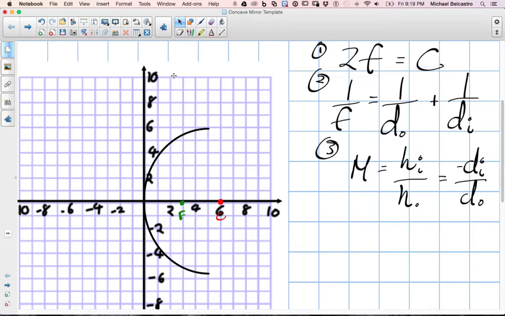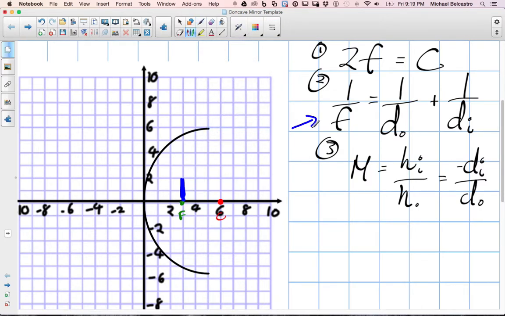Okay, and in this example, we're going to have an image that is directly at the focal point. So let's say we draw our image here. Okay, so what that means for us is we know that, actually I should go over these, sorry.